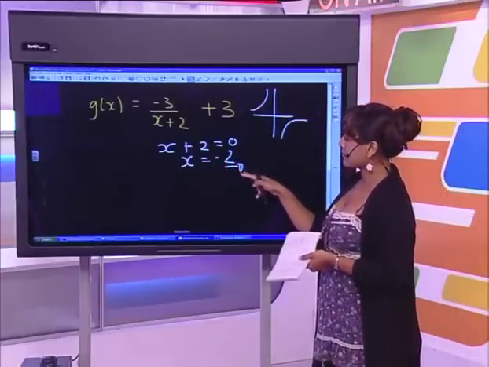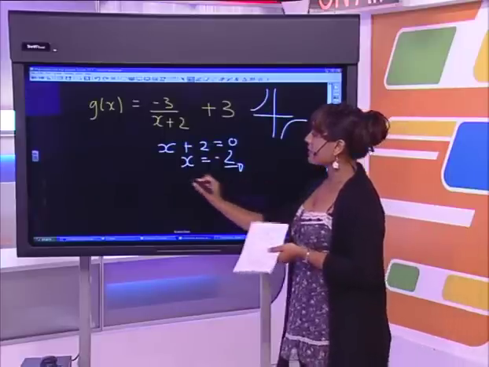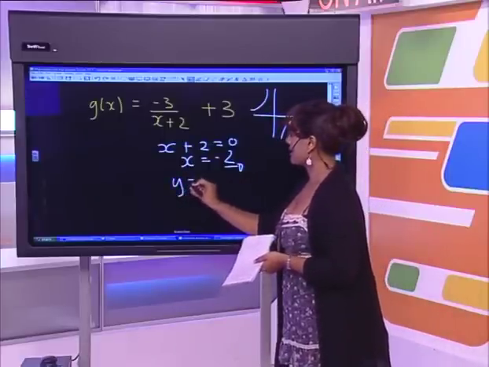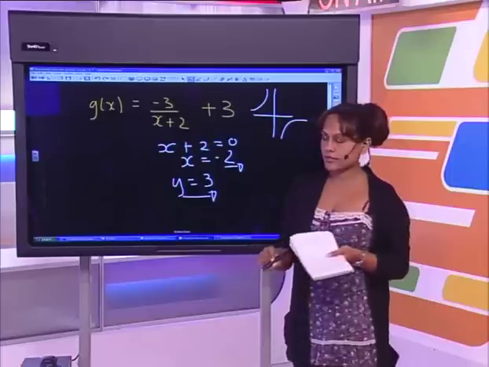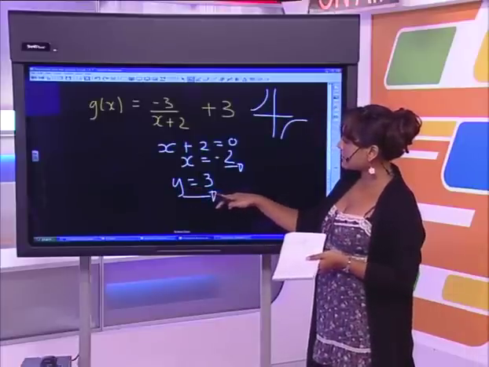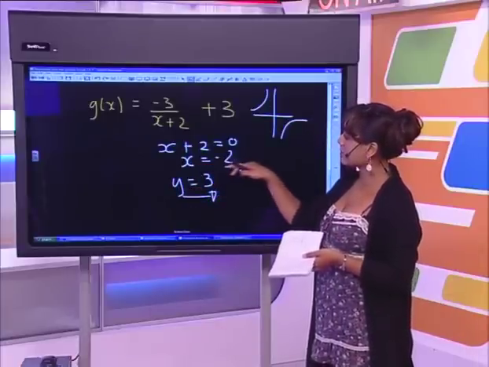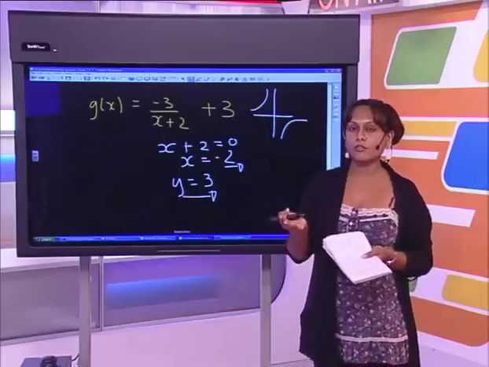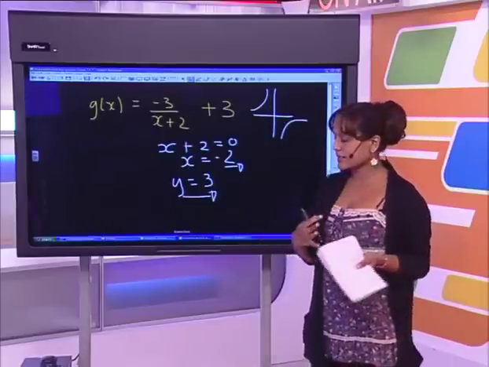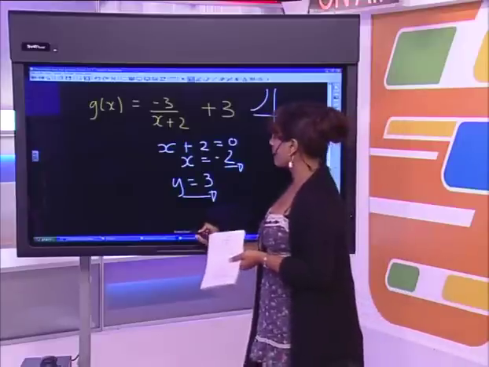That's our asymptote on the x-axis. And then y is equal to 3. That's the asymptote on the y-axis. So that's our horizontal asymptote, and x equals minus 2, that's the vertical asymptote. Next thing we need to do is to find out if there's any x and y intercepts. So we do that as we always do in any graph.